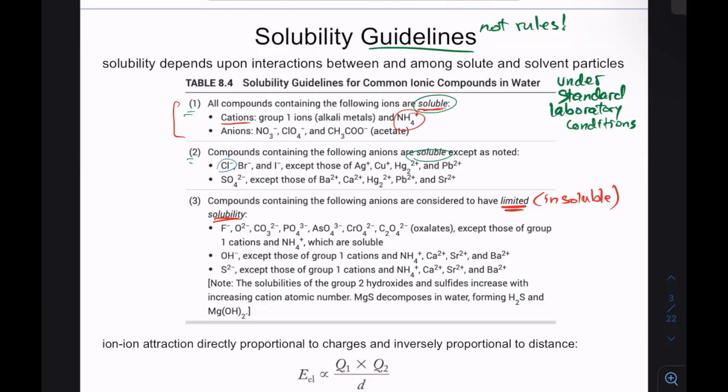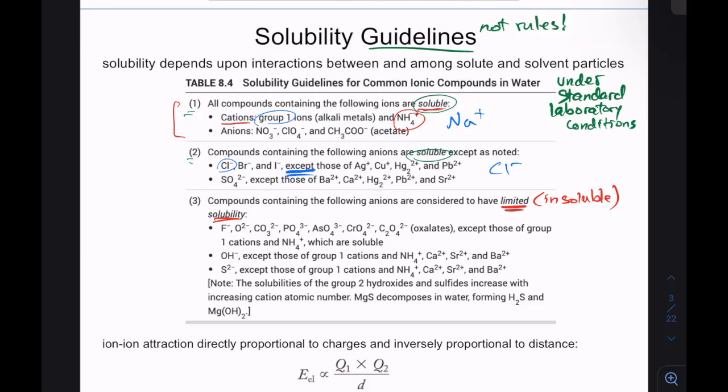If you look at section 2, here's the chloride ion. So sodium is up here. Sodium is a group 1 metal. So if it contains sodium, then it doesn't matter what the anion is. If it contains sodium, it will be soluble in water. Now, looking at the anion though, compounds that contain the following anions are soluble, but there are some exceptions. So here's chloride ion, and sodium, of course, comes in with chloride. So sodium chloride is going to be soluble. But the exceptions for chloride ions are when they're partnered with the cations for silver, copper, mercury, or lead. Those are exceptions.